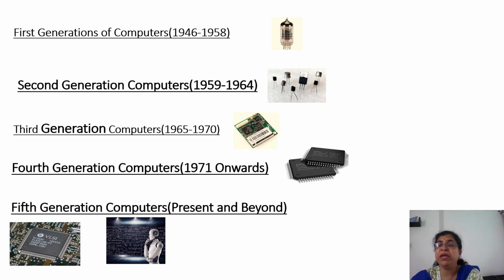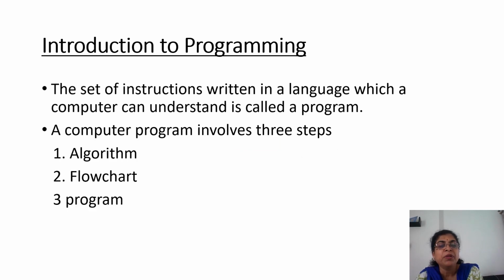Now the main feature of fifth generation computers is that they use artificial intelligence and recognize human voices. That's why they give results very fast and very accurately. And that's why computers are used in each and every field, in each and every step of today's life. Now we will see the second chapter, that is introduction to programming.